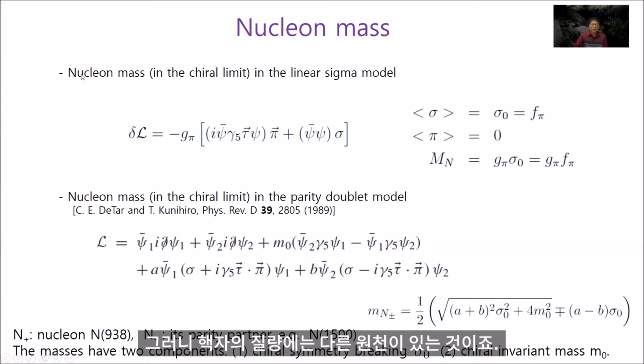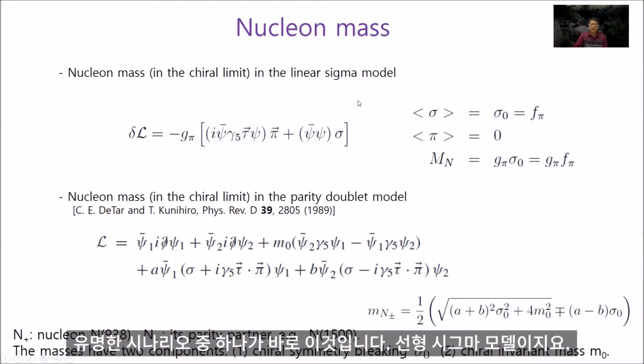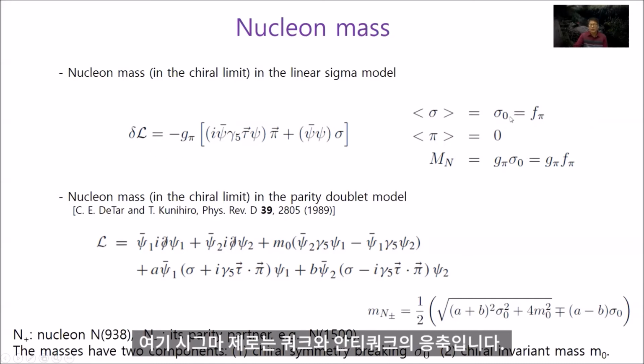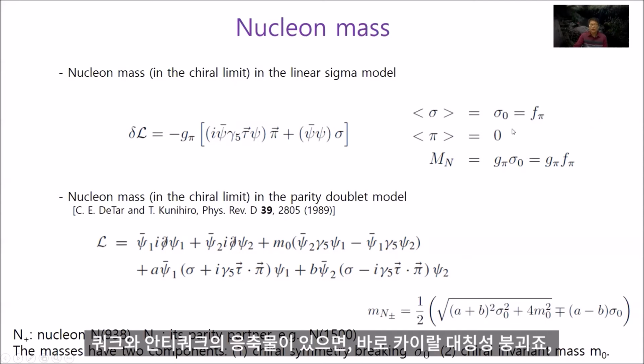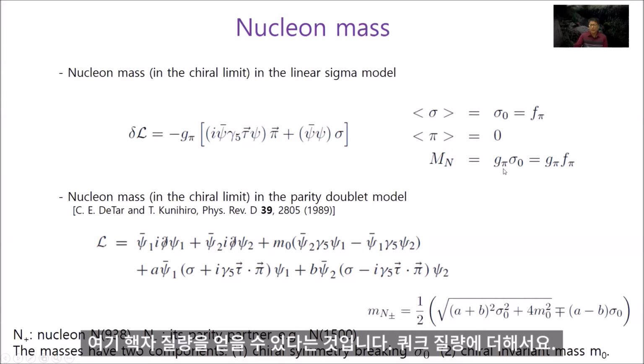One popular scenario is this from the linear sigma model. Here, sigma 0 denotes the quark and antiquark condensate. If you have a quark and antiquark condensate, which breaks chiral symmetry, you can have nuclear mass in addition to the quark masses.